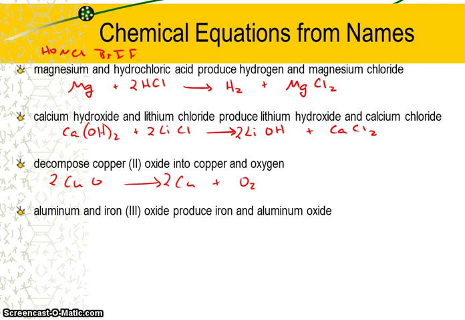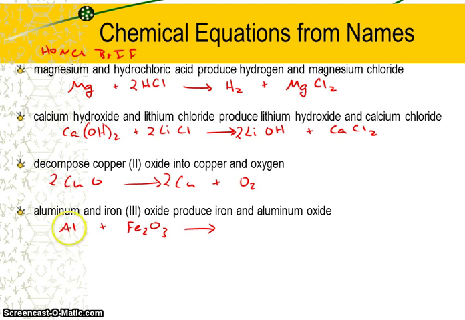Aluminum and iron(III) oxide produce iron and aluminum oxide. So Al, aluminum is not diatomic, and iron(III) oxide, so Fe for iron, O for oxide. The charge on our iron is a 3, oxide's a -2. So the 3 from the iron will come down here, and the 2 from the oxide will come down here.